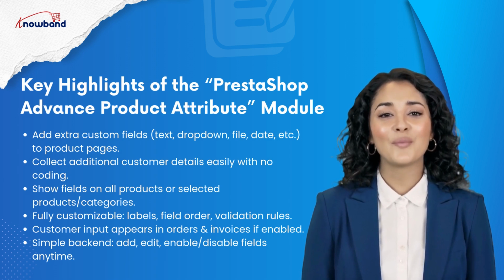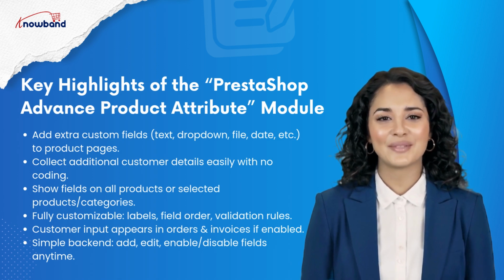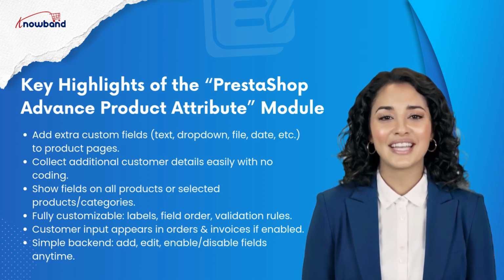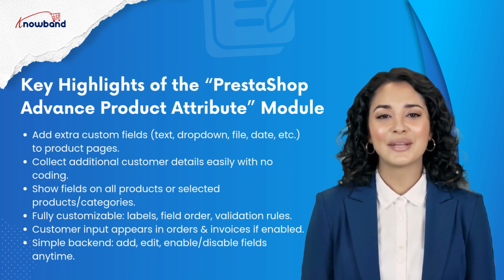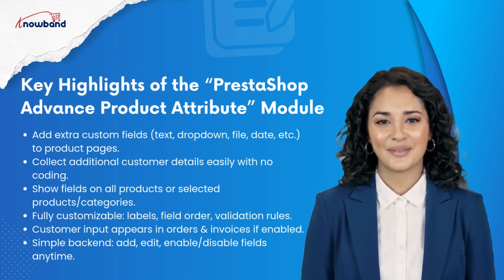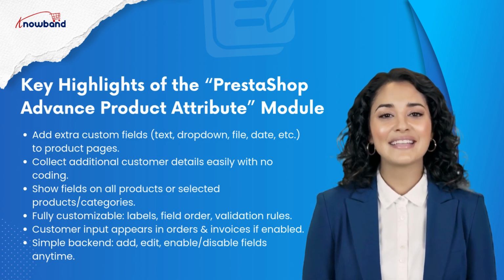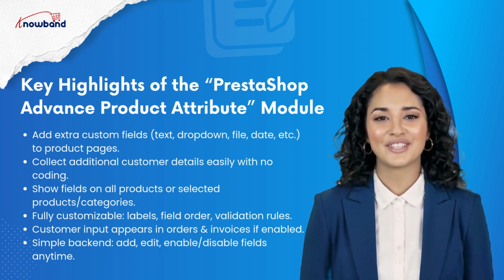Show fields on all products or selected products, or categories. Fully customizable labels, field order, validation rules. Customer input appears in orders and invoices if enabled. Simple backend: add, edit, enable/disable fields anytime.